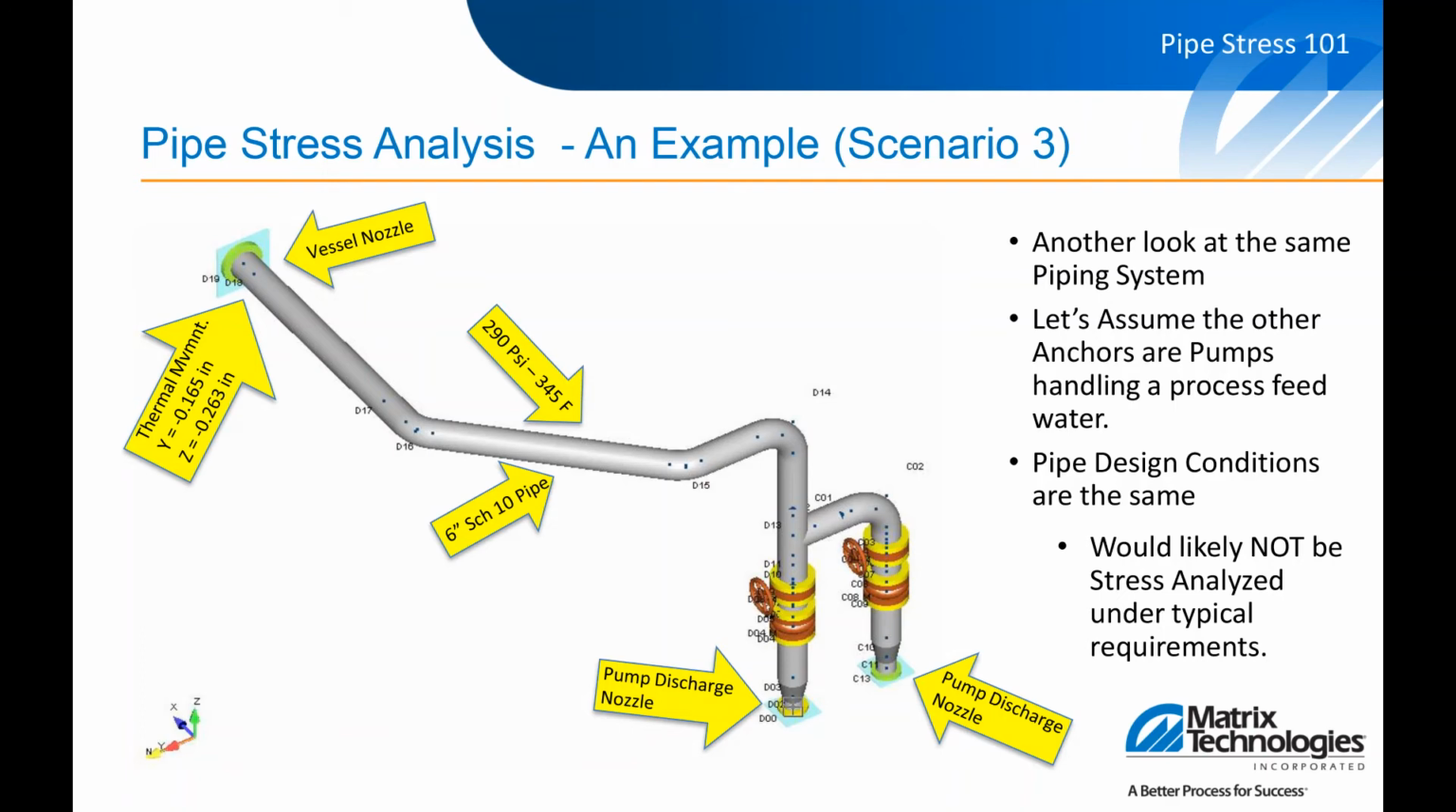Well, let's look at the two anchors on the right that we were saying were generic. What if these are actually connected to a pump? Now, centrifugal pumps are governed by API code. They've got a certain allowable. So let's look at this again.